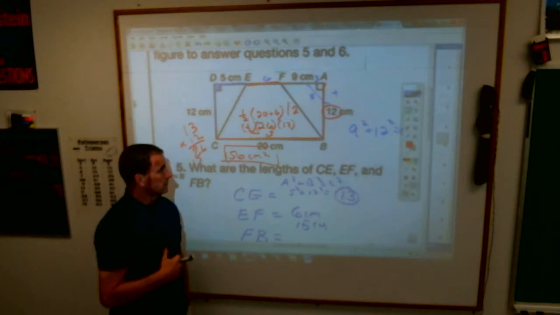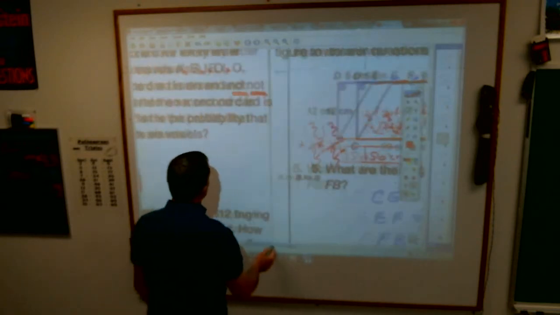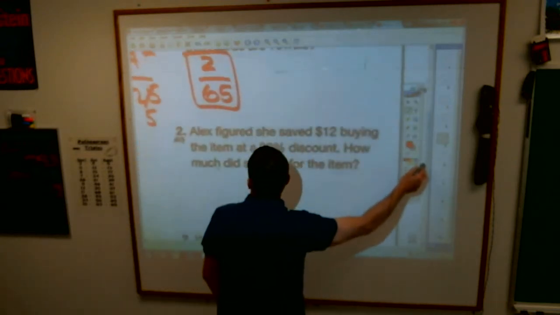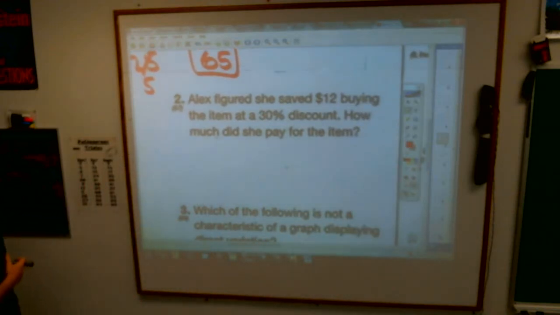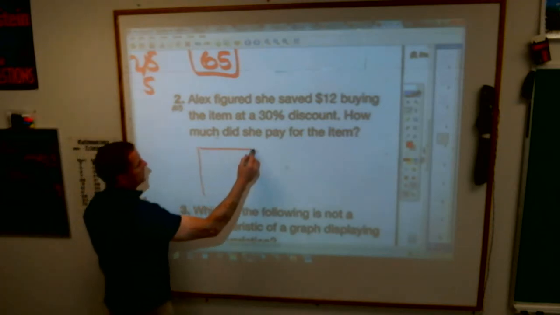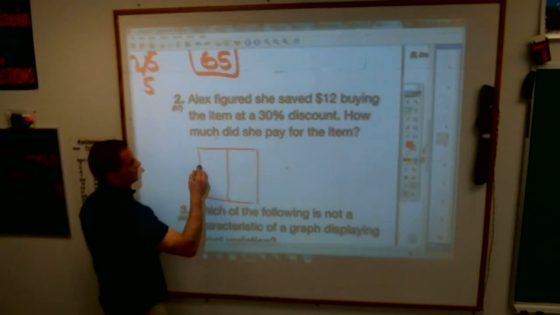Jaden, 2. Is that on this page? Is that over here? Is that right after 1? Alex figures she saved $12 by buying the item at 30% discount. How much did she pay for the item? Please tell me, Jaden, that you drew one of these nice boxes. Not hearing an affirmative there.